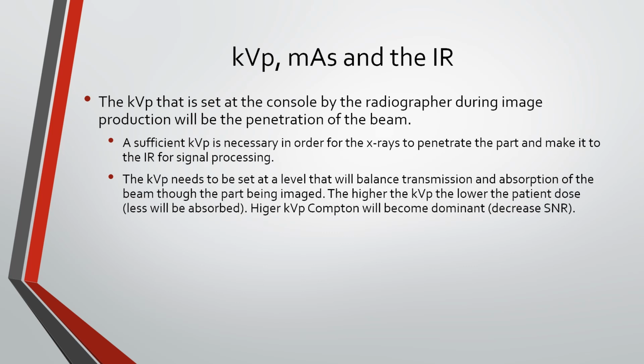Okay. With higher kVp, Compton will become dominant. So this will decrease the SNR because Compton is noise. Okay, so in the signal to noise ratio, the noise will be much greater the higher the kVp. In the next lesson, we'll discuss how to reduce this scatter and how to reduce it reaching the IR through beam collimation and through grids in the next video.